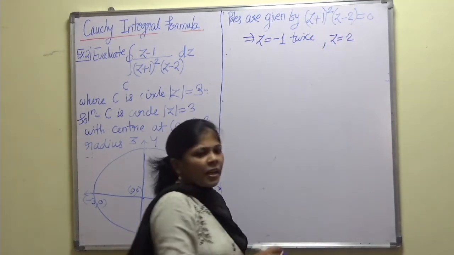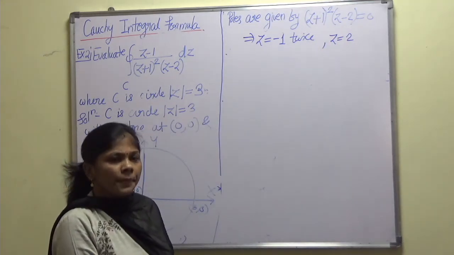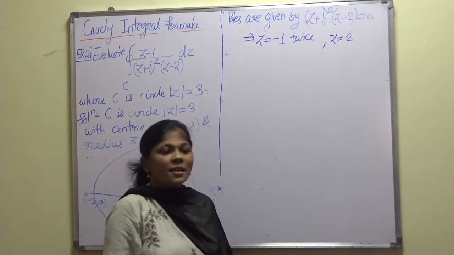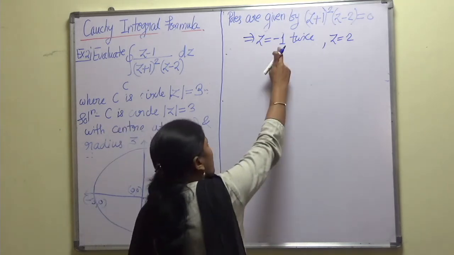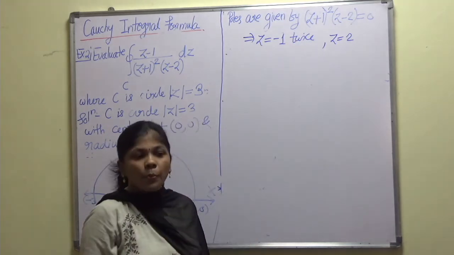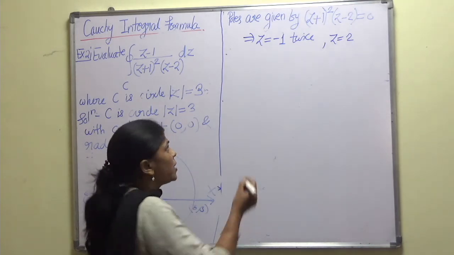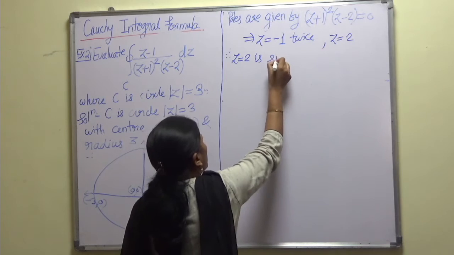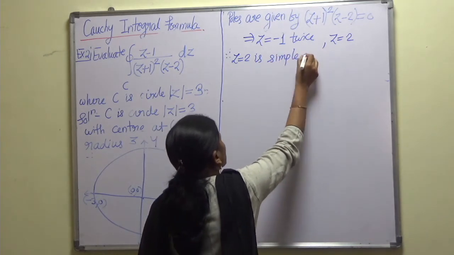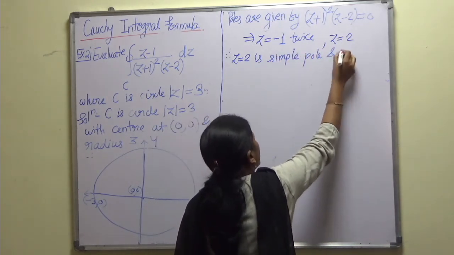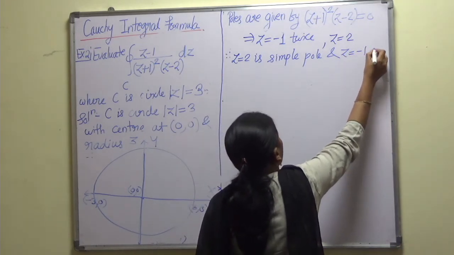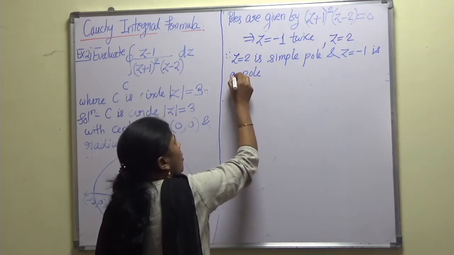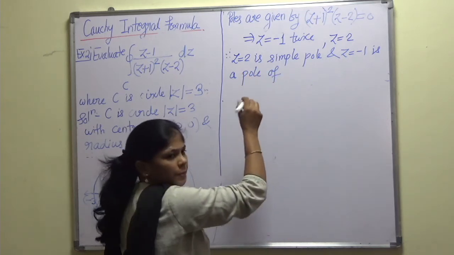So what we are finding here is that out of the two poles, one is occurring only once, so it is a simple pole, whereas this one is occurring more than one time, so this is a pole of order 2. Therefore z equal to 2 is a simple pole and z equal to minus 1 is a pole of order 2.